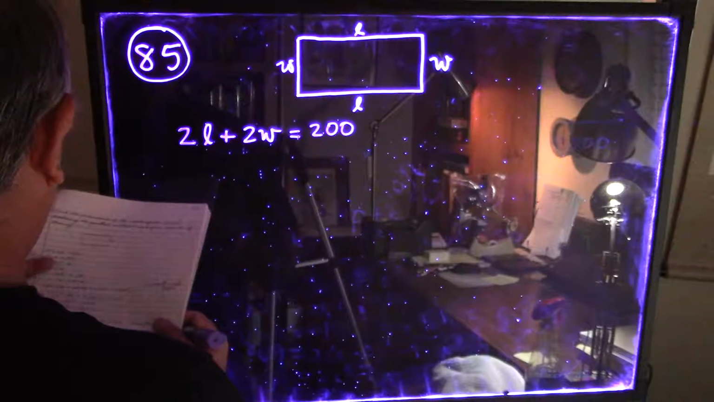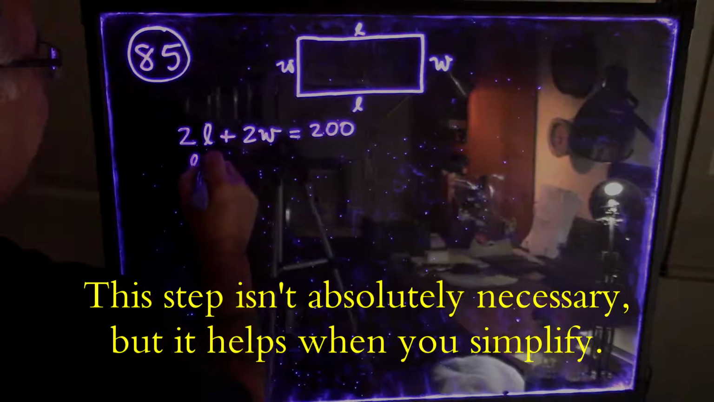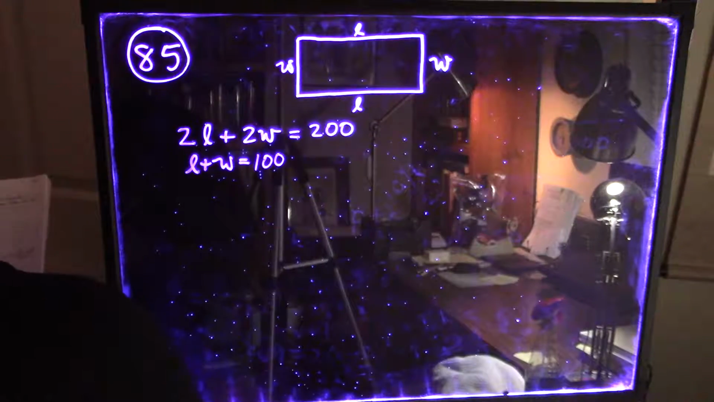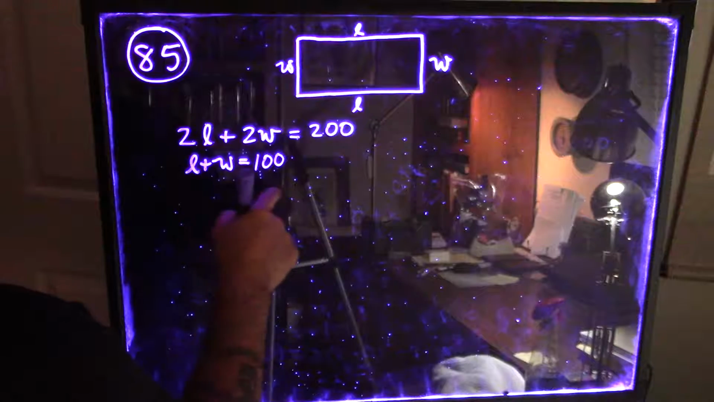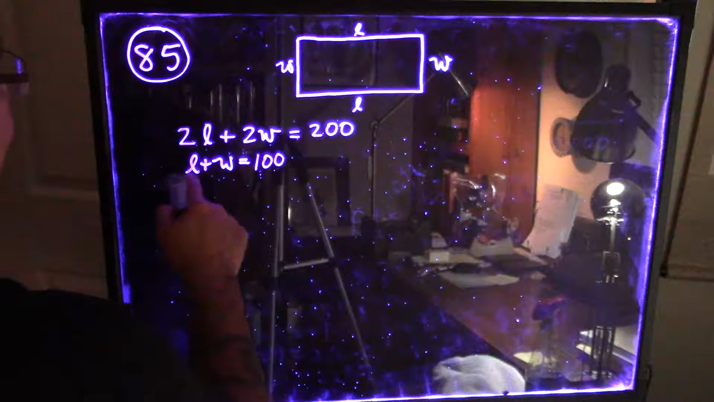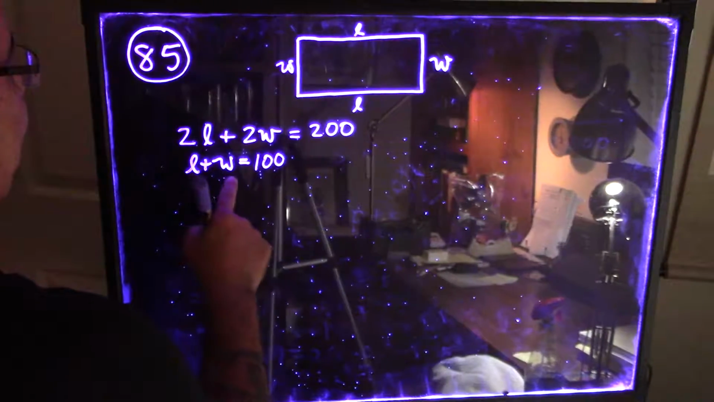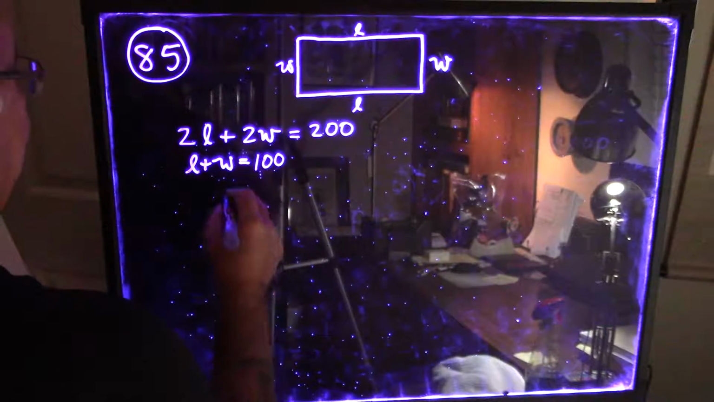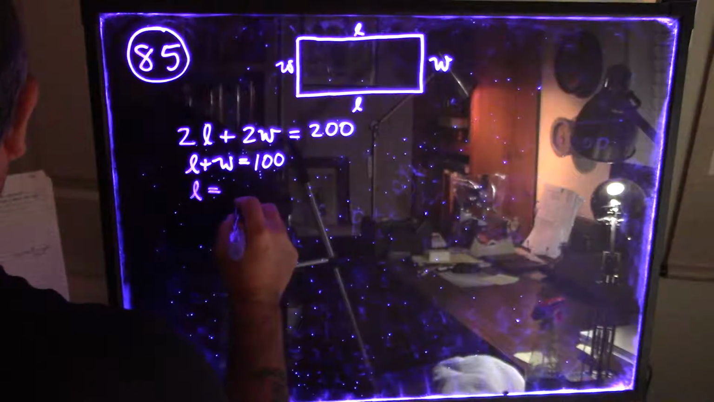Alright. So, divide both sides by 2. Simplify this. L plus W is equal to 100. Alright? And then solve for one of these variables. You don't want 2 variables to work with, but it's easier if you solve for one of these variables in terms of the other. So it's your choice. You can have W equals 100 minus L, or L equals 100 minus W. That's what I chose. It's really immaterial which one you choose to solve for.